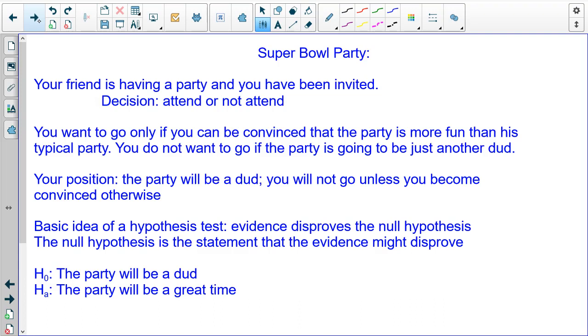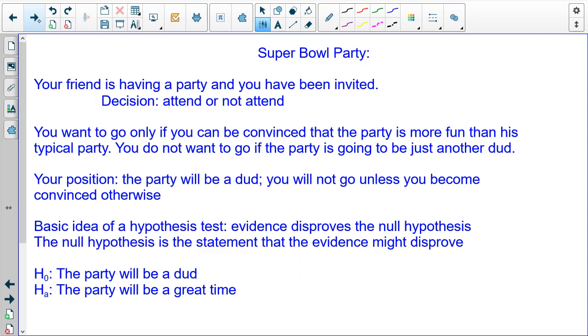So your friend is having a party, and you have been invited. Your decision will be to attend or not to attend. So you want to go only if you can be convinced that the party is more fun than his typical party. Okay, with the watch, right? Stay on focus. You do not want to go if the party is going to be just another dud. All right, so typical parties are not fun. You're only going to go if you can be convinced that it's going to be more fun.